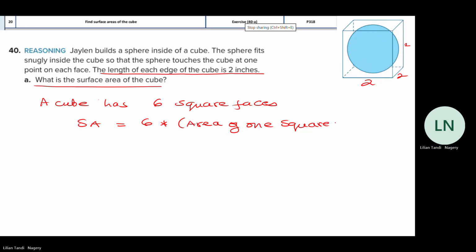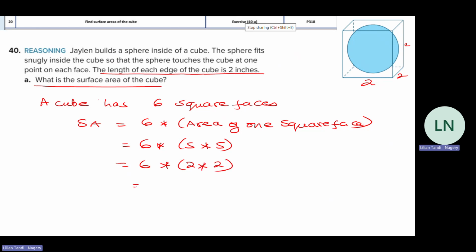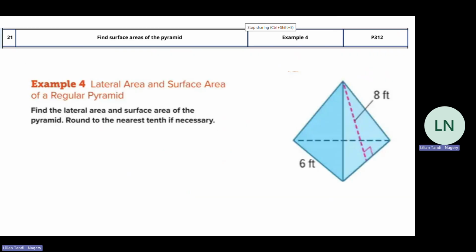So this will be 6 multiplied by S times S, which is 6 multiplied by 2 times 2, which is 6 multiplied by 4, which is 24 square inches. You box your answer. Now you want to find both the lateral area and the surface area of the pyramid.